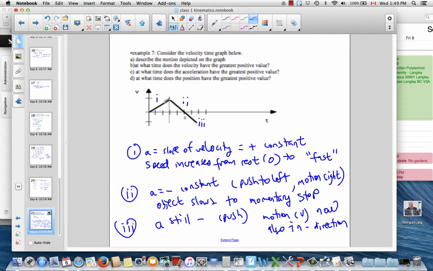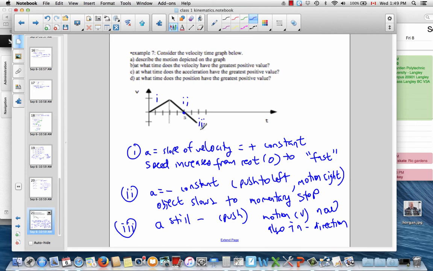Section 2, we've got a negative slope here. That's a negative constant acceleration. So the direction of the acceleration is negative. That means we're pushing it in the negative direction. But the velocity numbers are still positive on this graph because we're still on the positive side of the axis. So we're pushing it left, but it's moving right. That means the object is slowing down. Right here, the velocity is 0. That means it comes momentarily to rest.